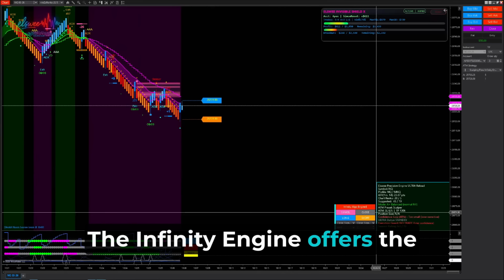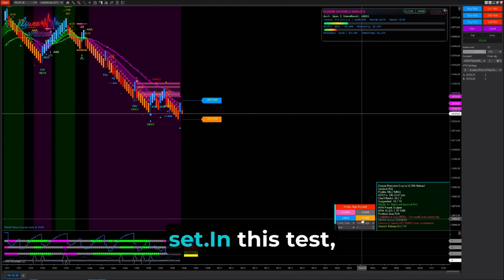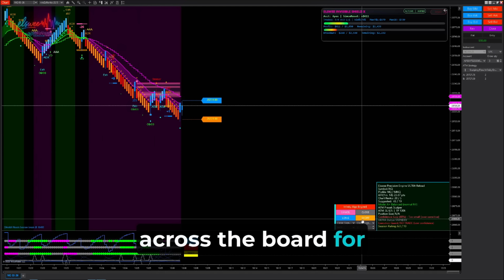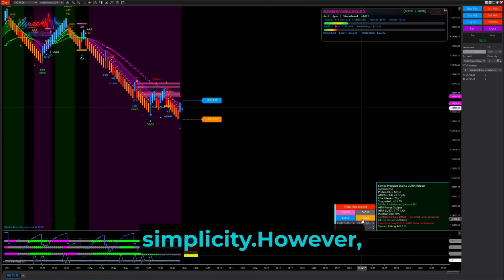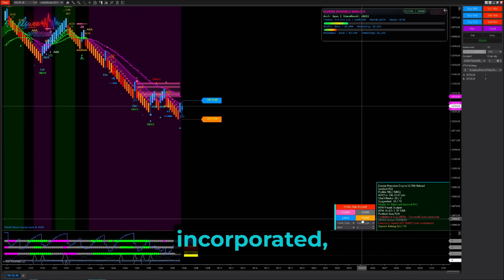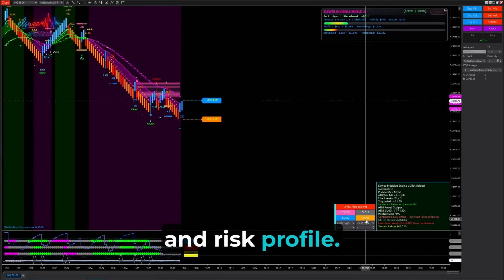The Infinity Engine offers the flexibility to assign a specific ATM strategy to each configured set. In this test, we're using the same ATM across the board for simplicity. However, once we move toward an officialized template, this detail will be fully incorporated, with ATMs properly adjusted and matched to each set's behavior and risk profile.